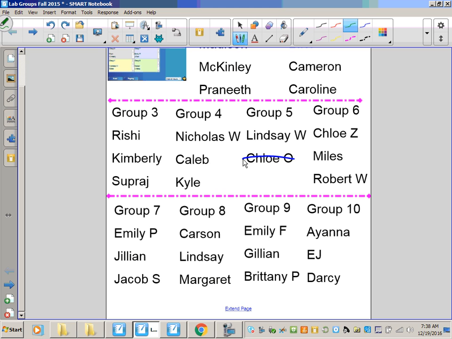You have 1 minute to get goggles and move to your station. You will need to pull out your lab notebook though. I might have to reorganize the labs a little bit when we get back there. Miles, my bad, Chloe Z. Miles, you guys are combining together.